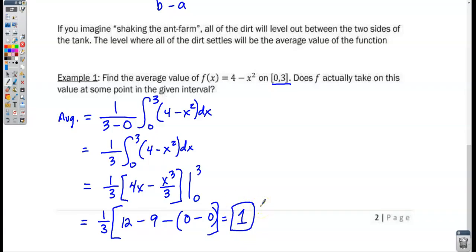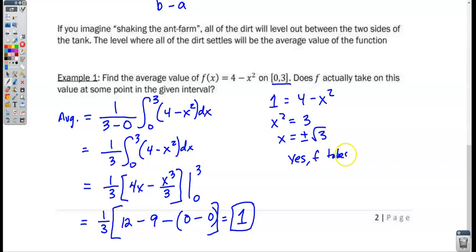Is there a value of x where the function actually takes on this value at some point in the interval? Well, if I set 1 equal to f of x here, I can solve this for x. And we get x equals plus or minus the square root of 3. Minus the square root of 3 is not in this interval, but plus the square root of 3 is. So does f actually take on this value? Yes. f takes on this value, and I know where: at x equals square root of 3.